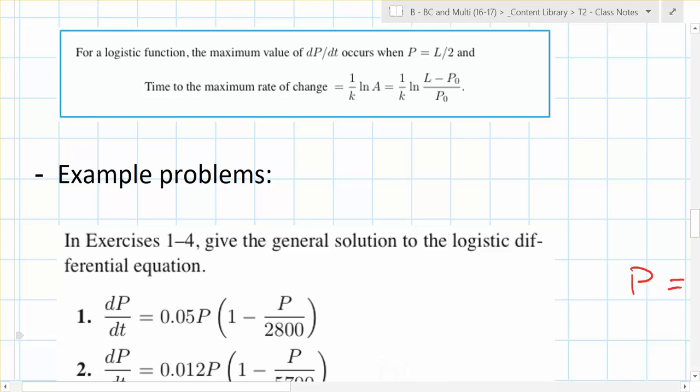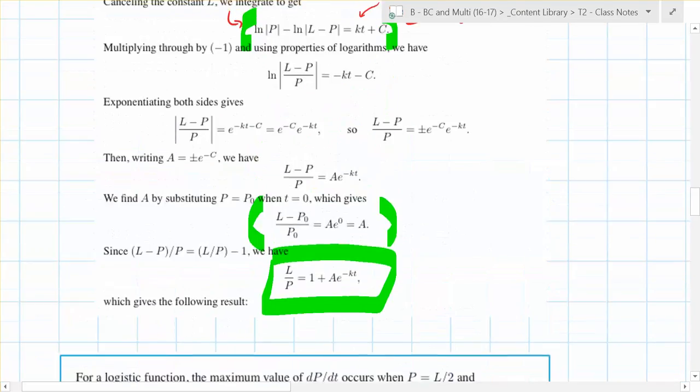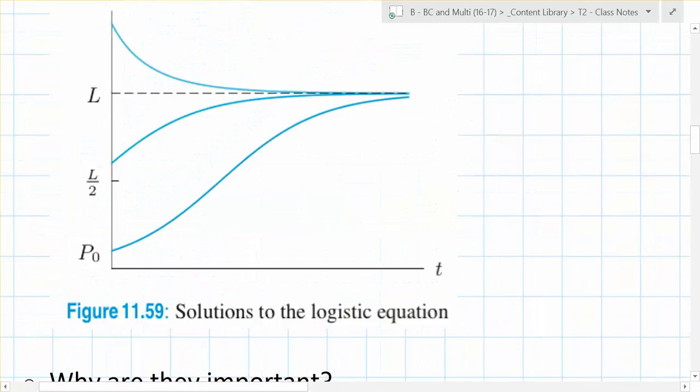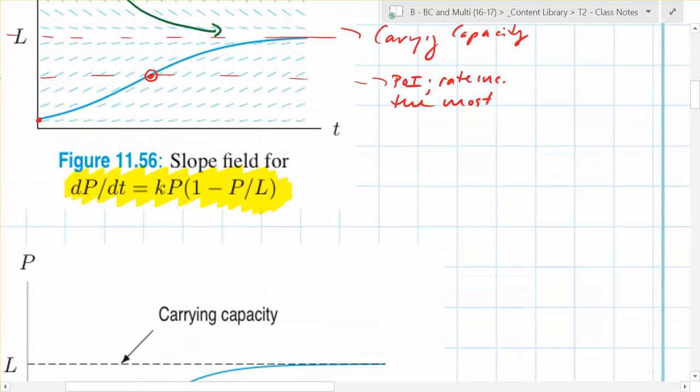This is the example. Let's look at number 1 here: 0.5P times 1 minus P over 2800. If we're going to write the general solution, we're not going to separate and integrate, although you could. It's not impossible. Instead, you're going to use that formula. So what do you have to identify first, do you think? Well, go back up because I put it all the way back up here. Where was it? Oh, it's this right here.